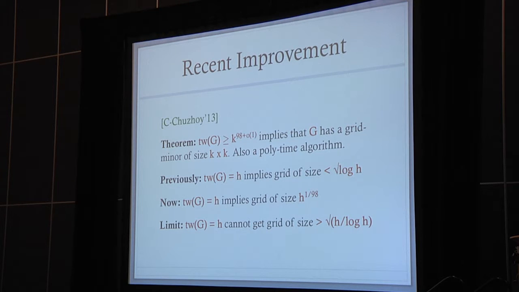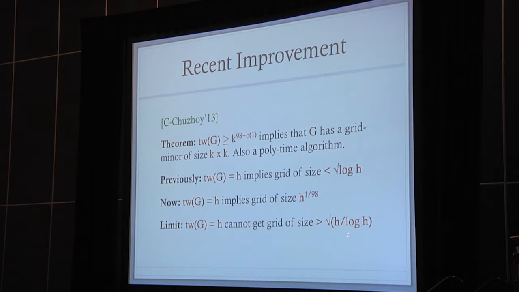So it's easy to see, as someone was asking me, if a complete graph on n vertices, how big of a grid can you get? If I give you a complete graph of size n, what is its tree width? It's n, basically. How big of a grid can you put in a complete graph? Well, not more than square root n, because to put a grid of size square root n, I need n vertices. So I can't put more than a square root n grid in a complete graph of size n. So I can't go beyond basically square root of h. If the tree width is h, I cannot get a grid of size bigger than square root of h.